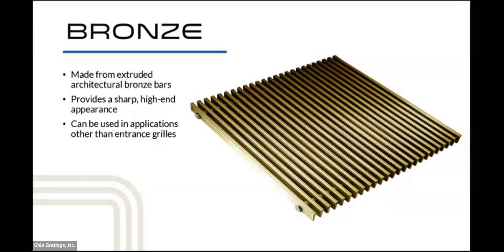And then there are other alloys as well. You can use other architectural alloys in metal entrance systems. This one in particular being bronze grating. This one is made from extruded architectural bronze bars, and this provides a sharp, high-end appearance. You can also use it in other applications like air grills, as well as the entrance systems.